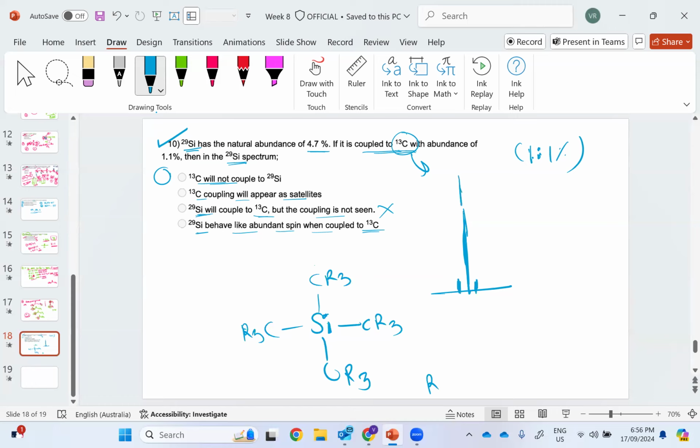The intensity will be very, very low. Generally, a doublet has 1:1 intensity, a triplet 1:2:1, a quartet 1:3:3:1. But in this case, the intensity is on the order of 1:98:1. These are very small peaks that we call satellite peaks. So option B is the correct option: the 13C coupling will appear as satellites in the silicon-29 NMR spectra.